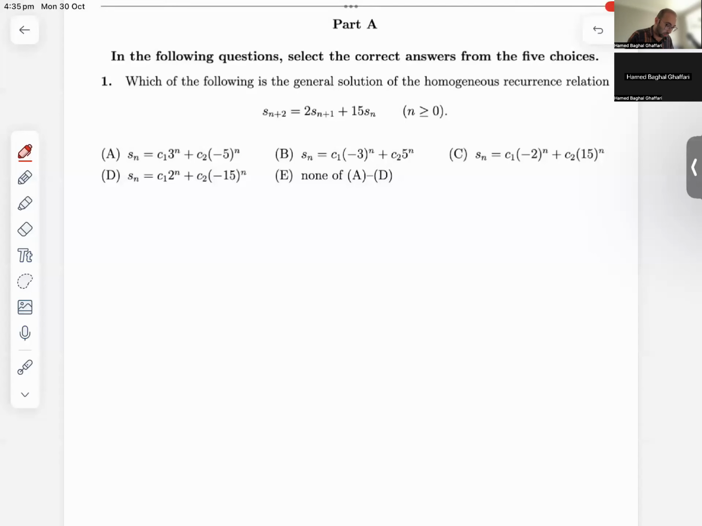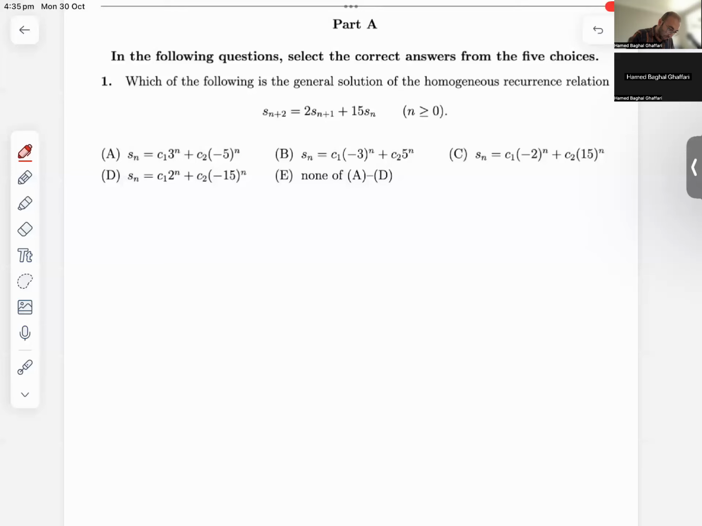All right, guys. So I'm gonna solve a couple of the sample questions for the final exam of the discrete maths exam. So let's see the first exam question, it is this one.